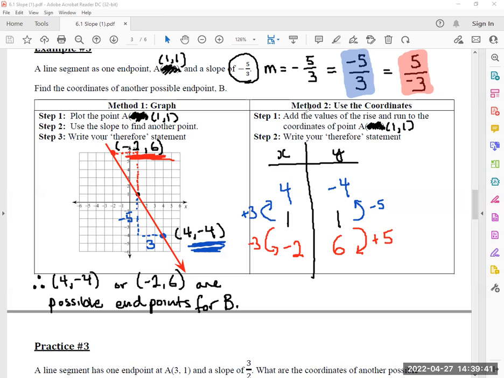Yes. The question says that you have 1, 1. So I'm starting with the point 1, 1. From there, my slope is -5, 3. So that means my rise was -5. So I'm going to see what happens if I subtract -5. And my run is a +3. So I will add a 3. And I get to this point right here.